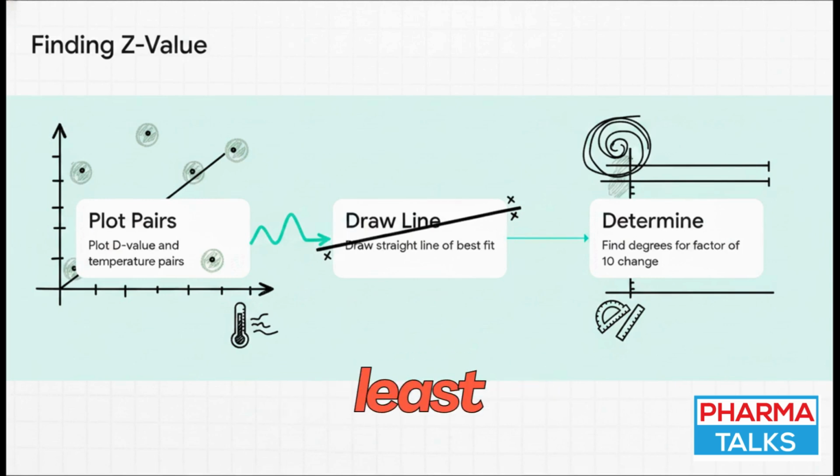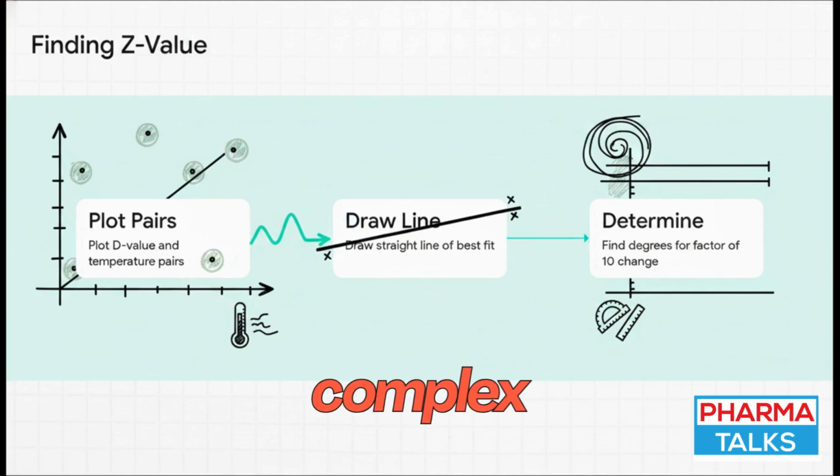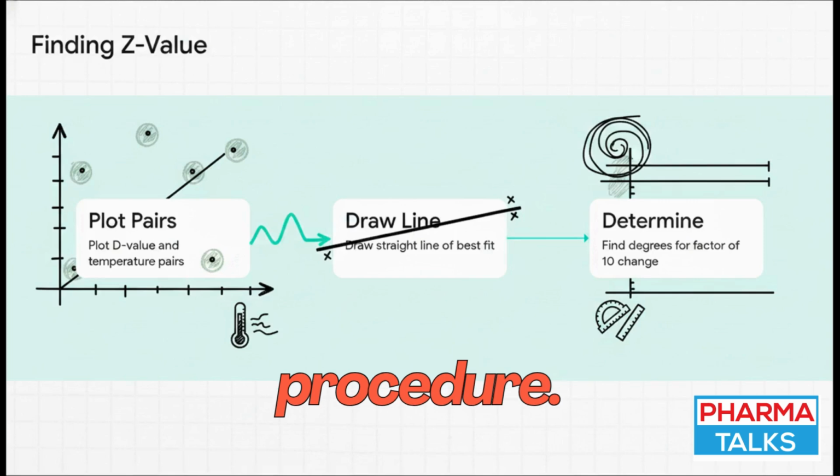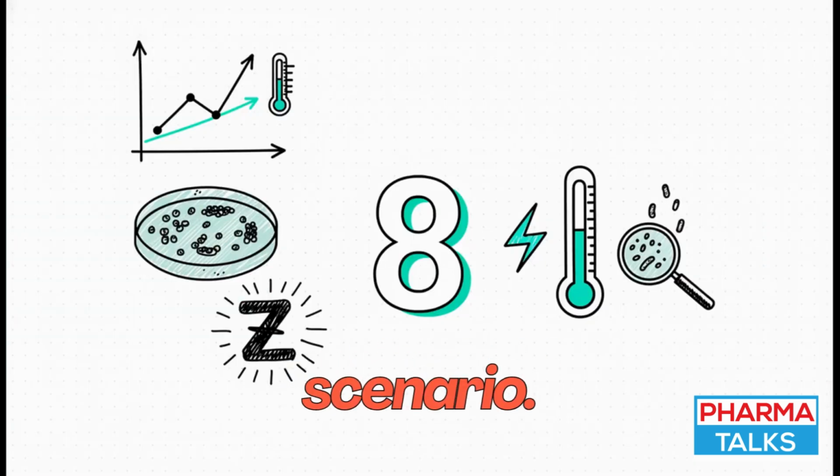Step 1, you plot at least 3 d-value and temperature pairs on your semi-logarithmic graph. Step 2, using your best judgment to account for experimental error, you draw a straight line of best fit that most closely aligns with those points. And finally, step 3, from that line, you simply determine the number of degrees required to change the d-value by one factor of 10. It takes this highly complex mathematical theory and turns it into a clear, visual, and totally repeatable procedure. Let's see how this builds when we apply it to a real-world scenario.